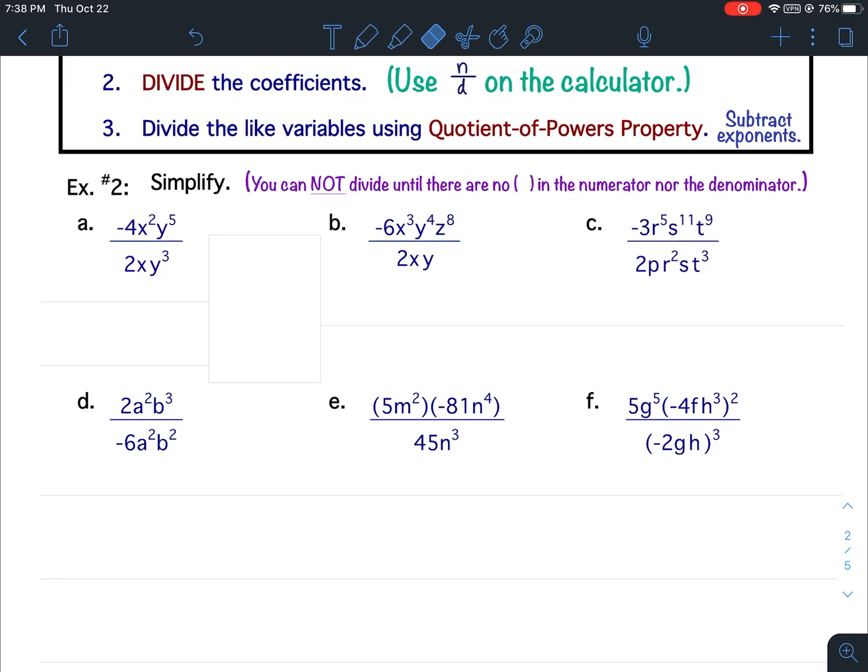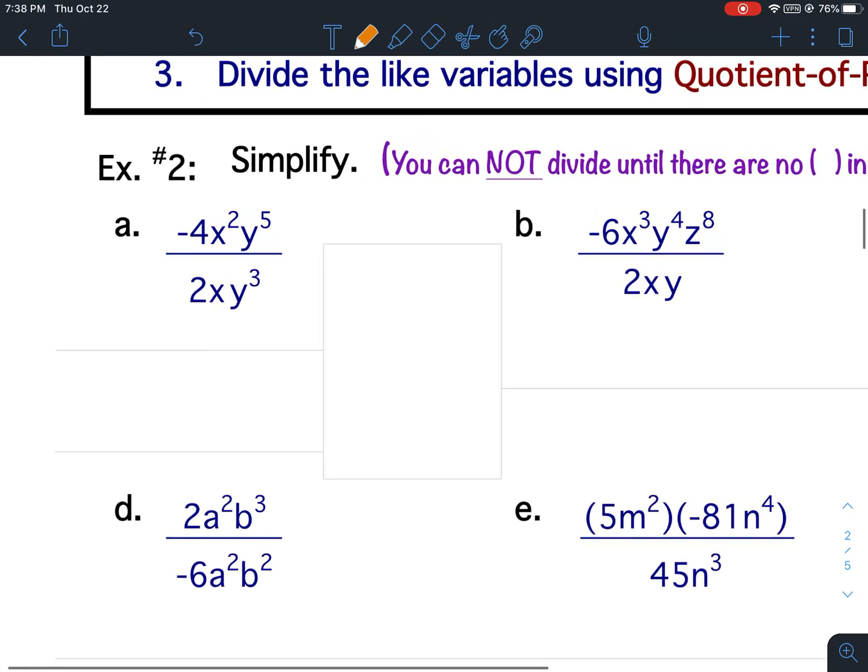All right, if you look at A, B, C, and D, there are no parentheses in the numerator or in the denominator. There's nothing I can do to simplify the numerator or the denominator, so I can go right into dividing. So again, the first step I'm going to do in A is divide. Write that down.